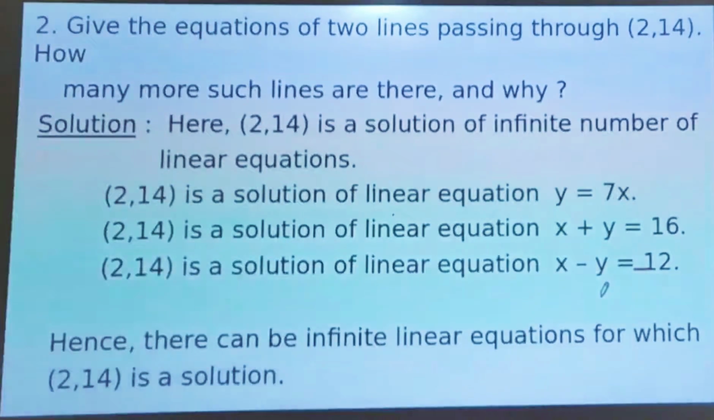Yes. So because when we put x as 2 and y as 14, we know 2 minus 14 we will get minus 12. So another linear equation is x minus y equal to minus 12. Hence there can be infinite linear equations for which (2, 14) is a solution. So as a linear equation in two variables has infinite solutions, it is vice versa also: one pair of solution has infinite linear equations.